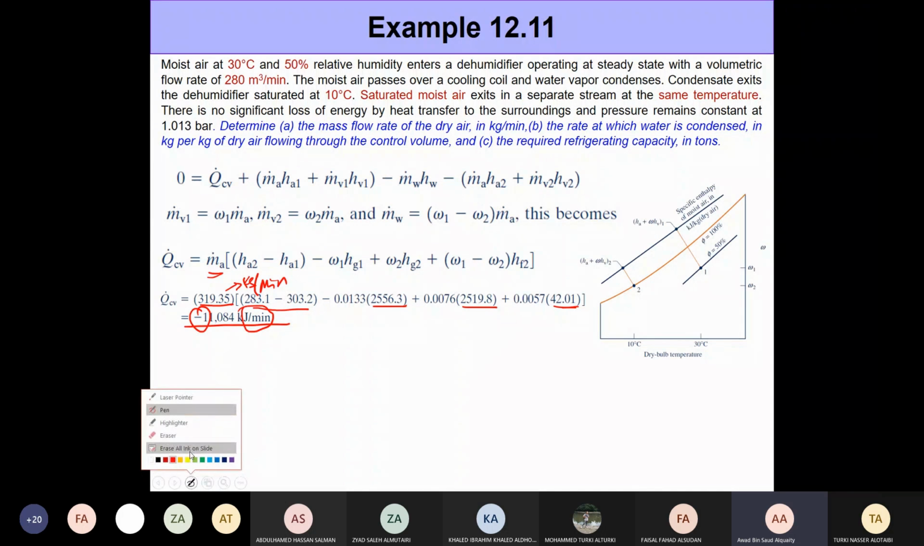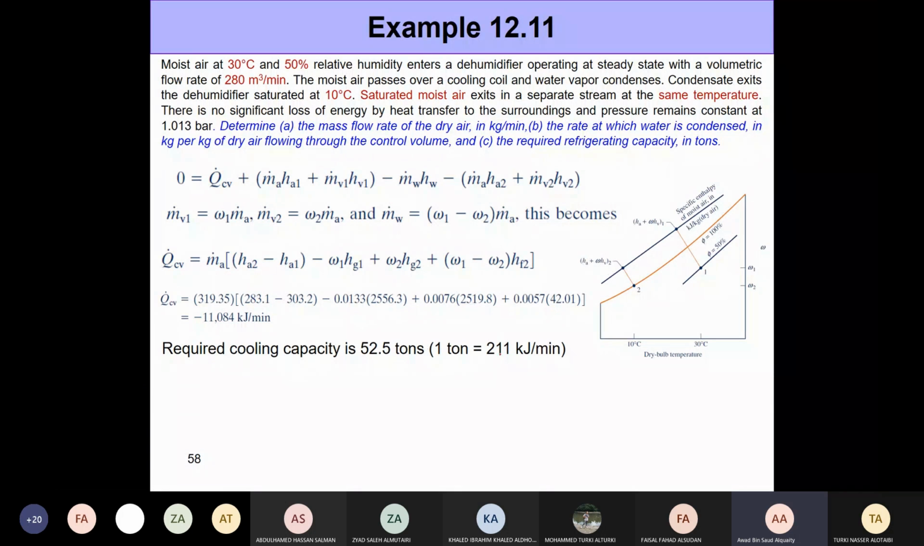We want it to be converted to tons. So 1 ton is equal to 211 kilojoule per minute. So you divide 11,000 by this 211, and we end up with a cooling capacity of 52.5 tons. So this is what we were interested in.